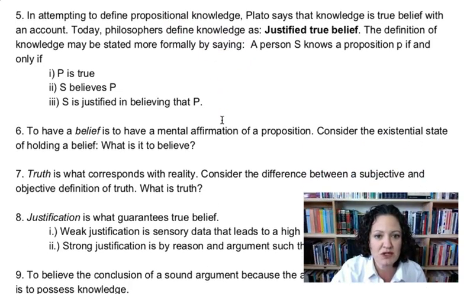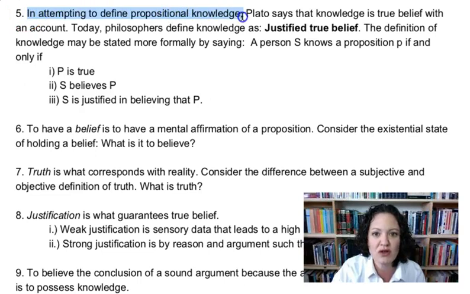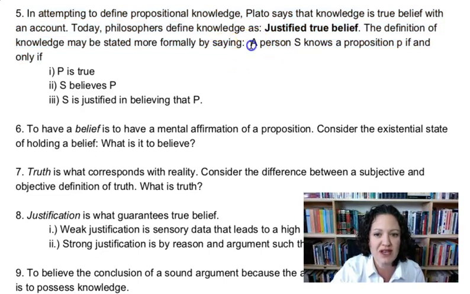It may be in the textbooks that we're using. Now, we want a definition of knowledge, and actually I have a slide prepared where I'm going to compare and contrast two definitions. So if you look at number 5, in attempting to define propositional knowledge, Plato says that knowledge is true belief with an account. Today, philosophers define knowledge as justified true belief. The definition of knowledge may be stated more formally by saying this: a person S knows a proposition P if and only if P is true, S believes P, and S is justified in believing that P.